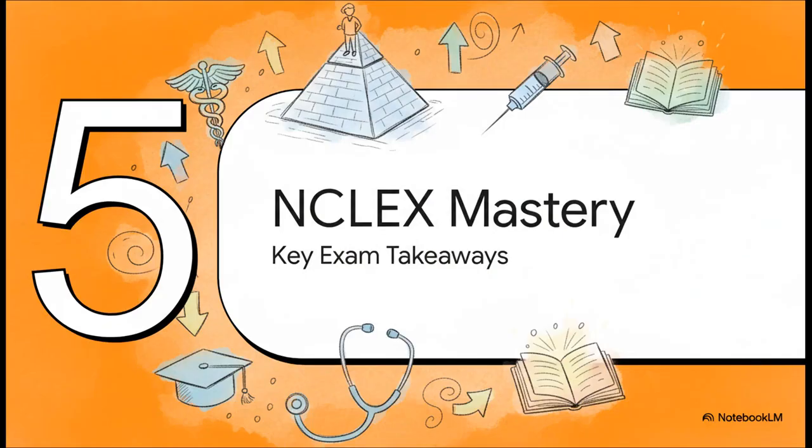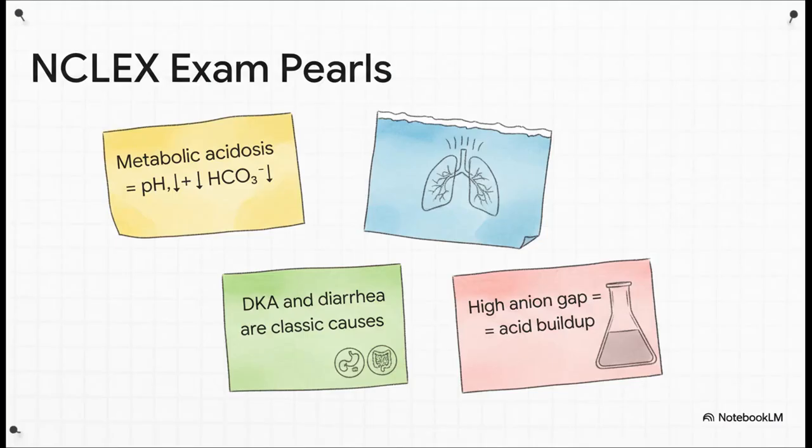All right, we have built our pyramid of knowledge. Now it's time to stand at the very top and boil it all down to the high-yield facts you absolutely have to know walking into your exam. This is the final cram session. Let's do a rapid-fire review of the must-know exam pearls. 1. Kussmaul breathing is the lungs trying to compensate. 2. DKA and diarrhea are your poster children for causes. 3. The classic ABG shows a low pH and a low bicarb. And 4. A high anion gap means the body is adding acid. If you can nail these 4 points, you are in fantastic shape for the NCLEX.